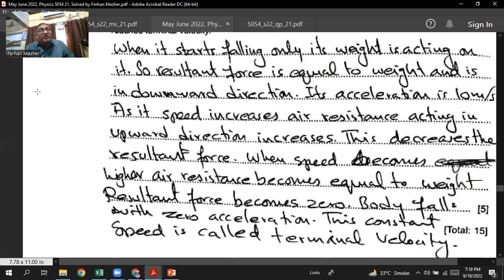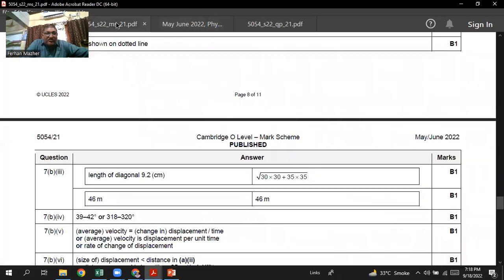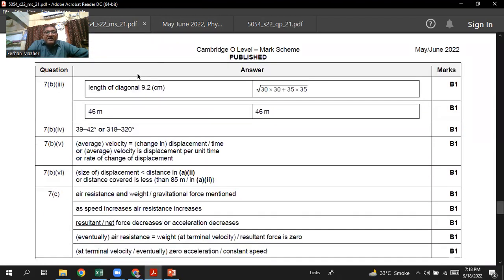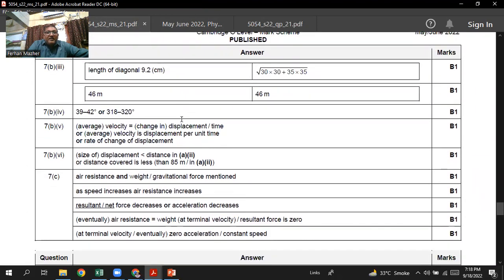When the acceleration becomes zero, the speed of the falling body becomes constant, and that constant speed is called terminal velocity. It's a 5 marks question. So this is question number 7, and its marking scheme is showing up on your screen. We have already checked these answers. So the C part is also showing. Okay. So you can pause the video and you can take your time, and this is how you will do this question.